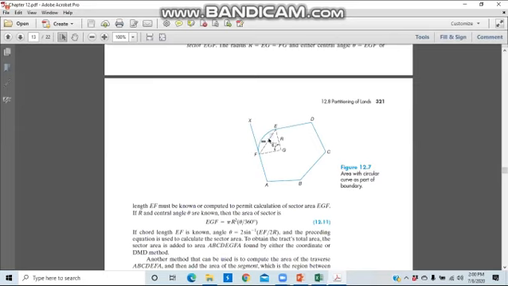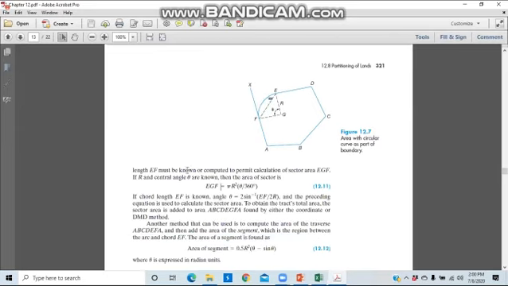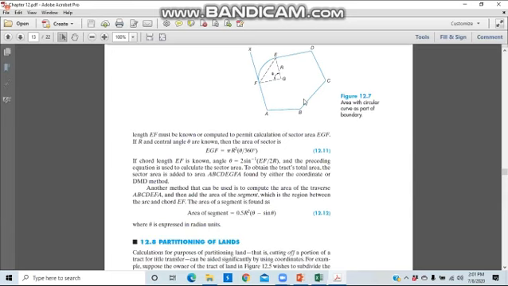However, if the chord length EF is known, angle theta is equal to 2 sine inverse EF over 2R. If we know the length of EF, then the angle can be calculated from this formula, and the preceding equation is used to calculate the sector area. To obtain the tract total area, the sector area is added to this main area found by either the coordinates or DMD method. So we have studied the coordinate method.